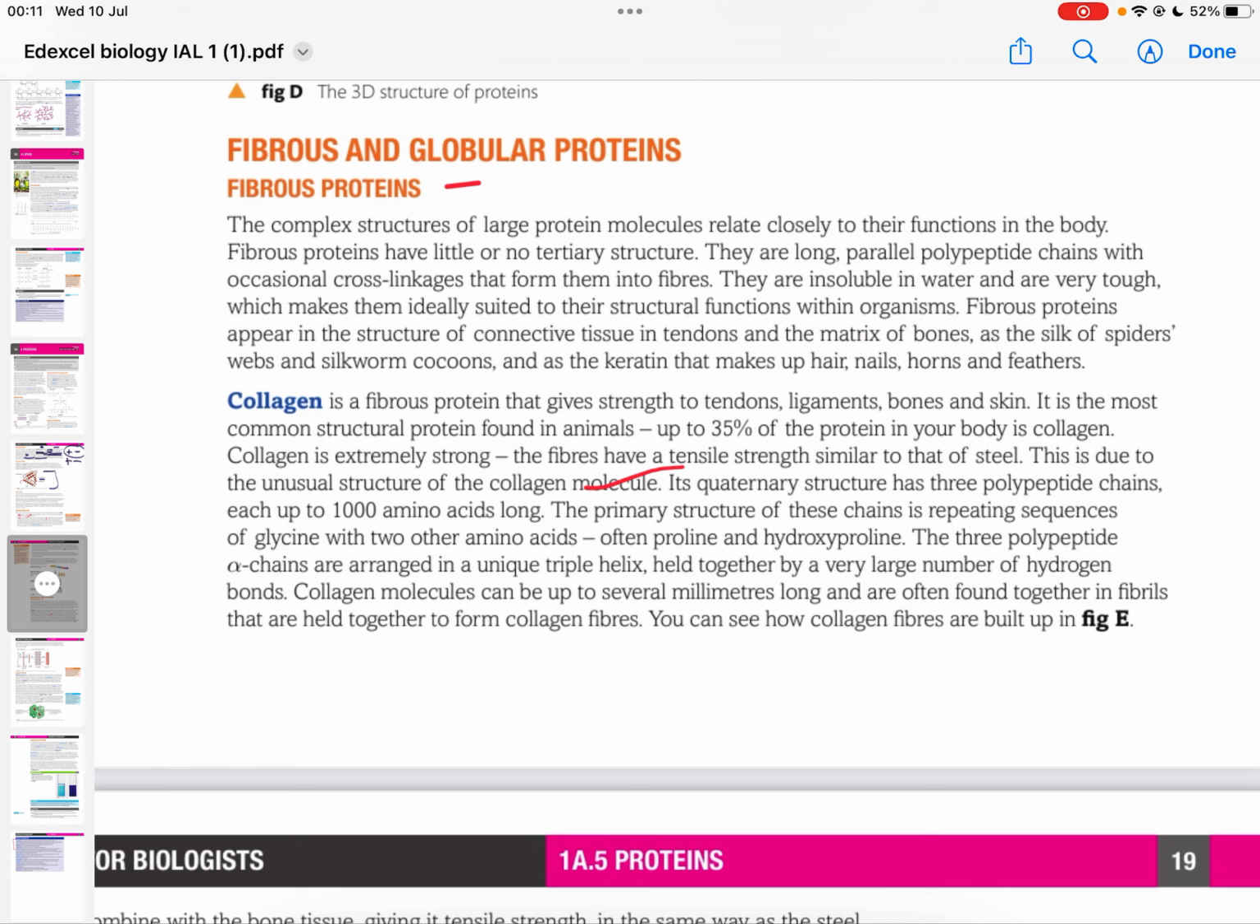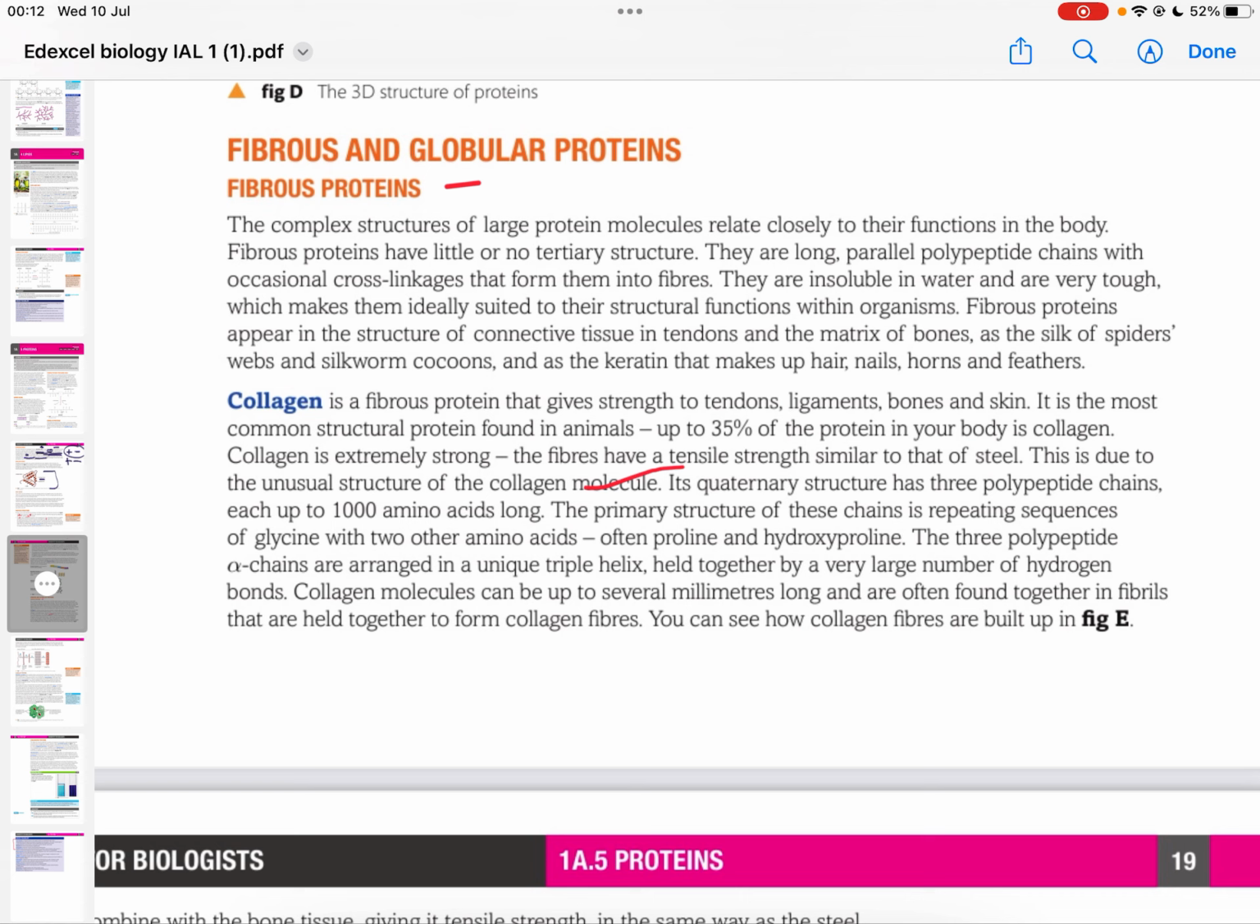Complex structure of large protein molecules relates closely to their function in the body. Fibrous proteins have little or no tertiary structure, as we mentioned earlier. They're just long, parallel polypeptide chains with occasional cross-linkages that form them into fibers. They are insoluble in water and very tough, which makes them ideally suited to their structural functions within organisms. Fibrous proteins appear in the structure of connective tissues and tendons and the matrix of bones, as the silk of spiders' webs and silkworm cocoons, and as the keratin that makes up hair, nails, horns, and feathers.